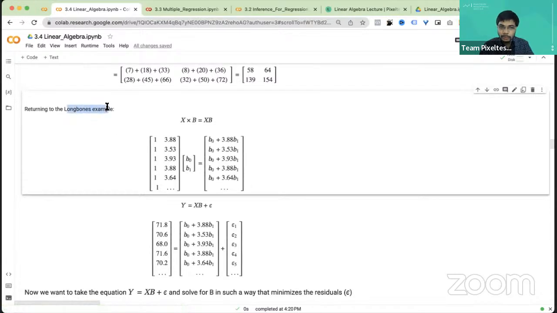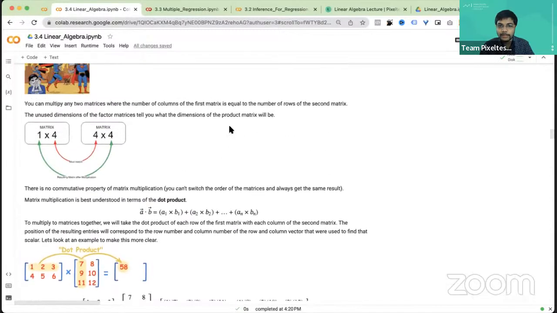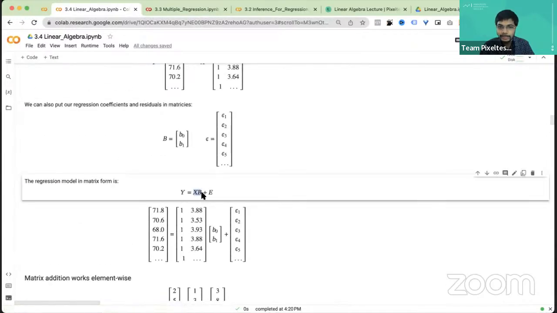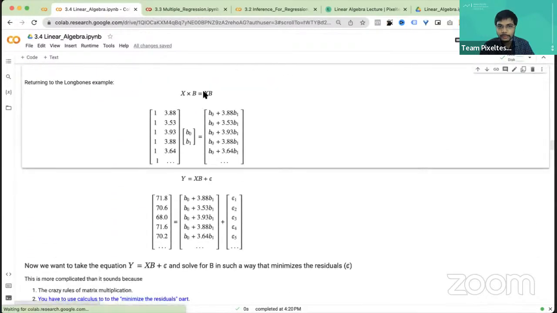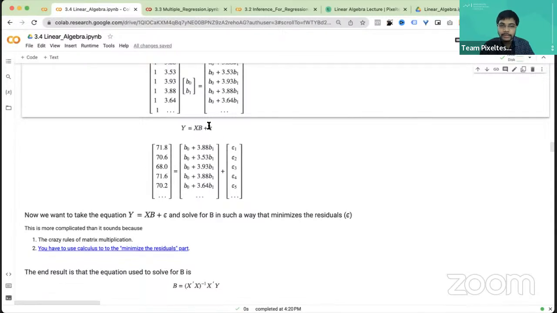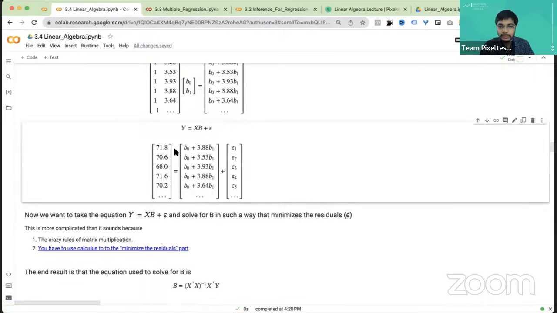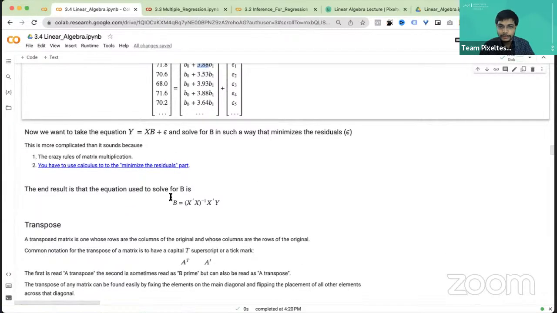Now coming to our long bones example. What is happening here is this will become our B0 plus, basically mx plus c, right? So this has been expanded here. We've already understood it. This xb is nothing but x into b, and that has been expanded here. And E is nothing but the constant. So all of that is going to be y equal to B0. So 71.8 equal to 3.88 B1 plus B0 plus E1. So this is what is going to happen. So now we have understood the matrix substitution in all of the equation.